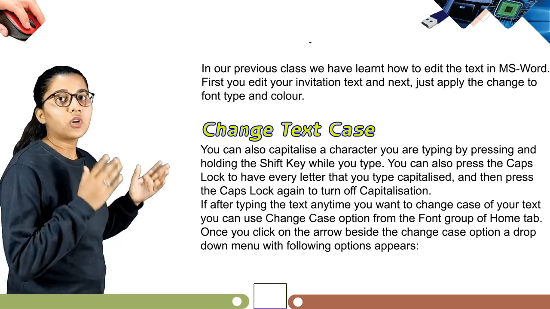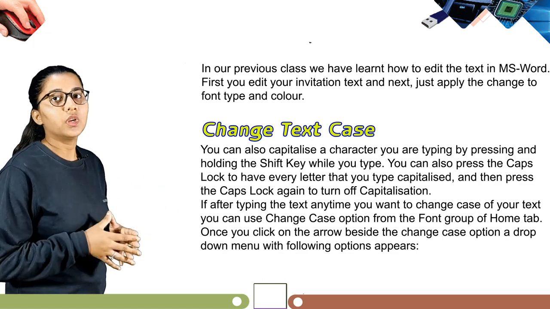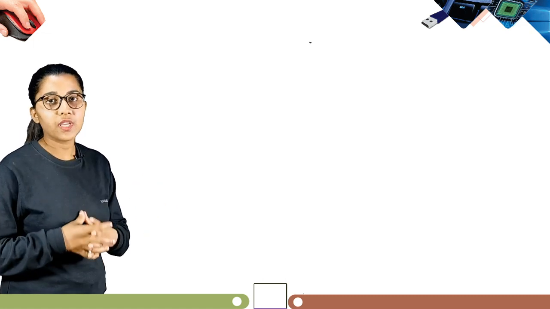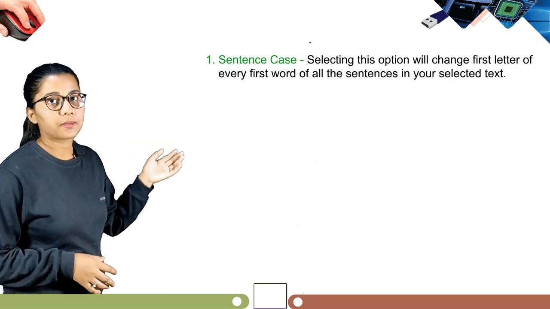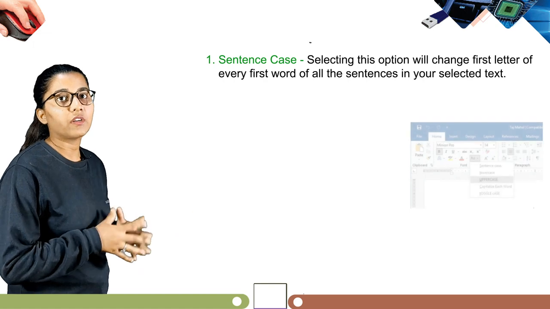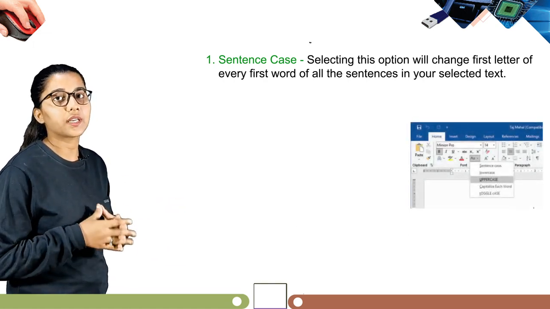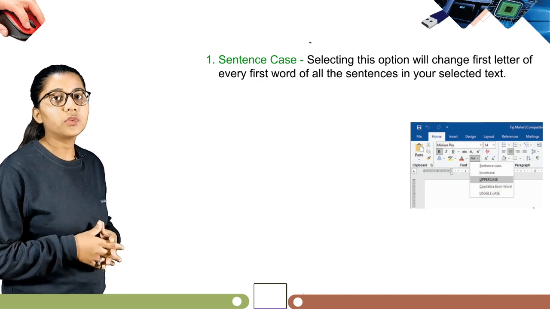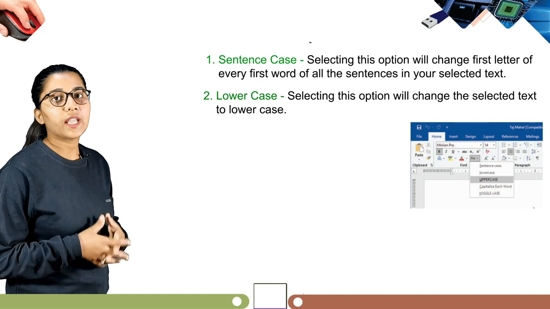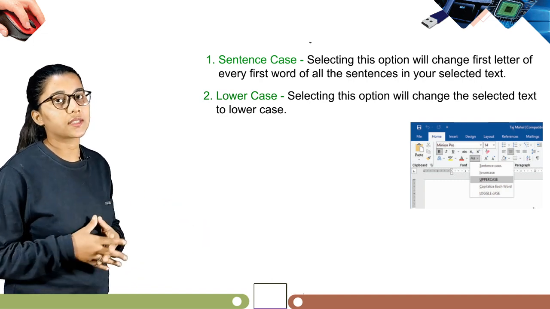Once you click on the arrow beside the change case option, a drop down menu with the following options appears. So students, first we have sentence case. Selecting this option will change the first letter of the first word of all the sentences in your selected text. Now next we have second, lowercase. Selecting this option will change the selected text to lowercase.